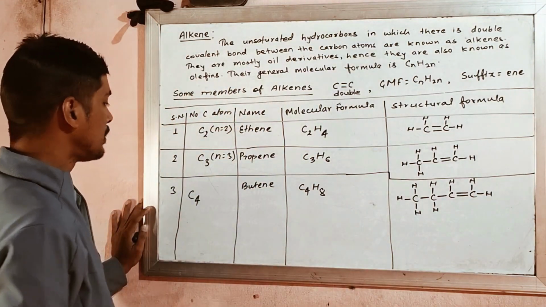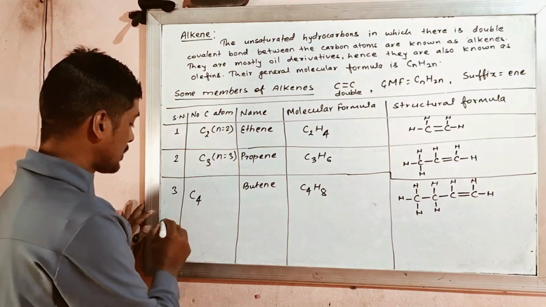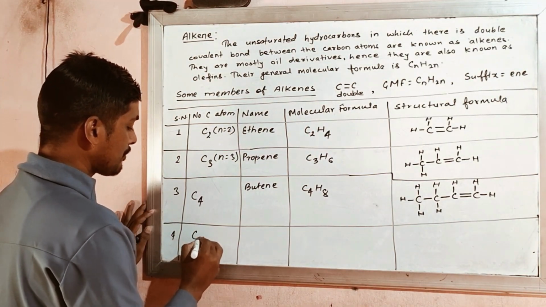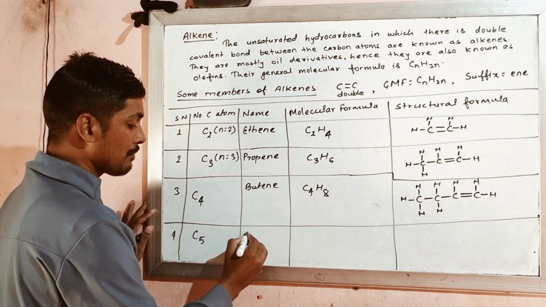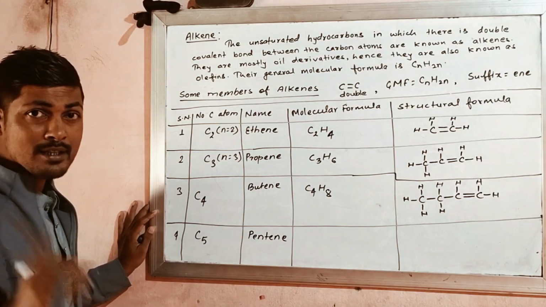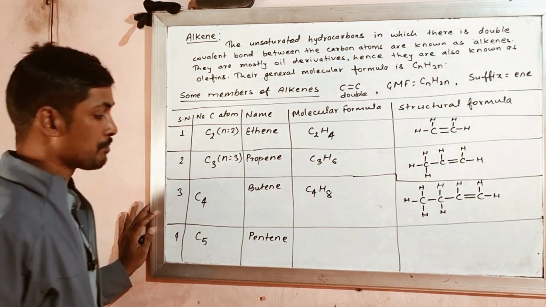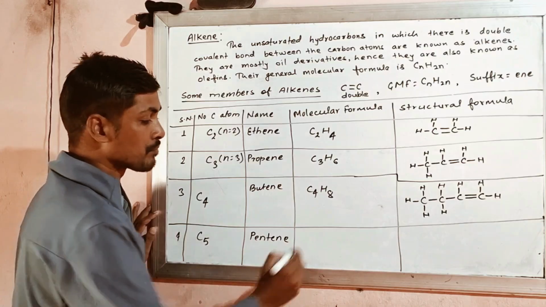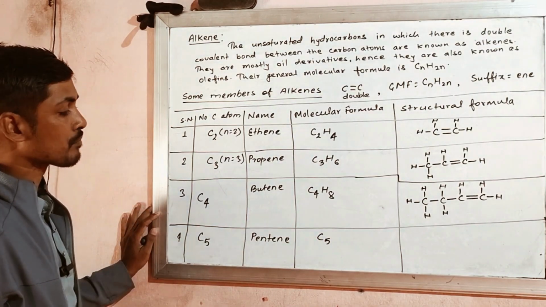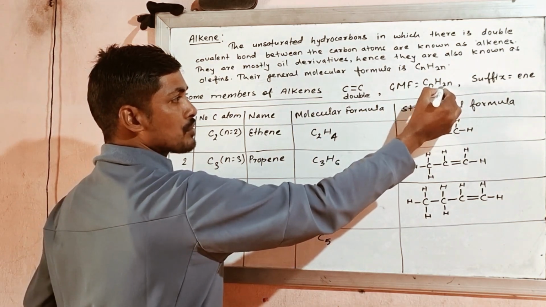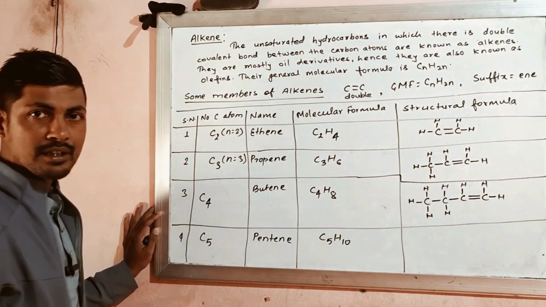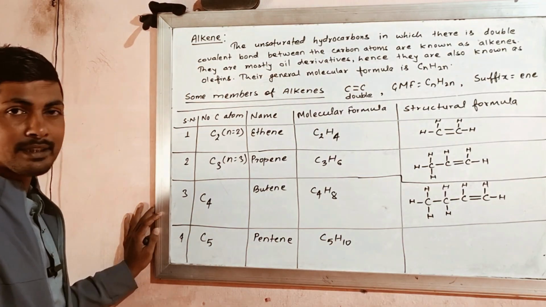So this is the structure of butene. After that, the next member, number 4, will have 5 carbon atoms, and if there are 5 carbon atoms, the name is pentene. So what is the molecular formula of pentene? Since we have C5 here, C5H how many? 5 into 2, it is 10. C5H10.